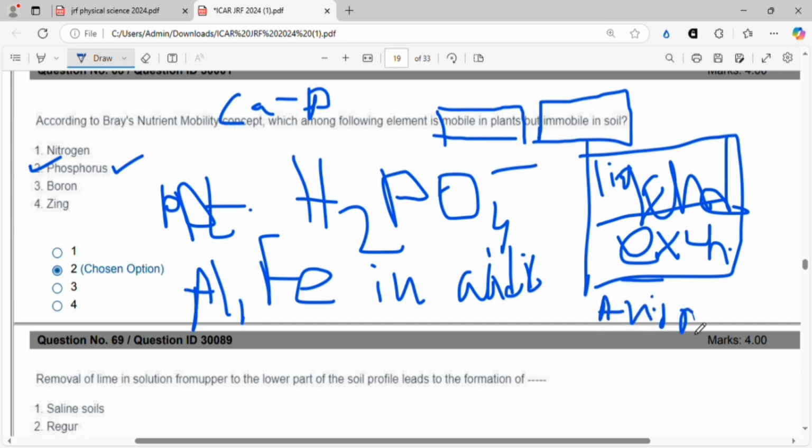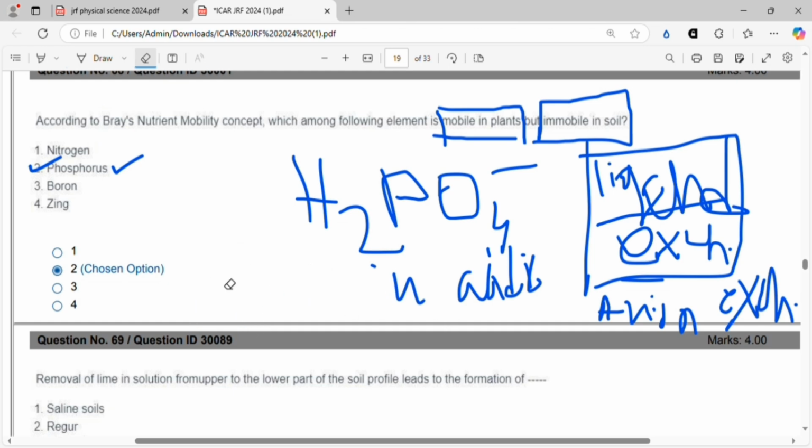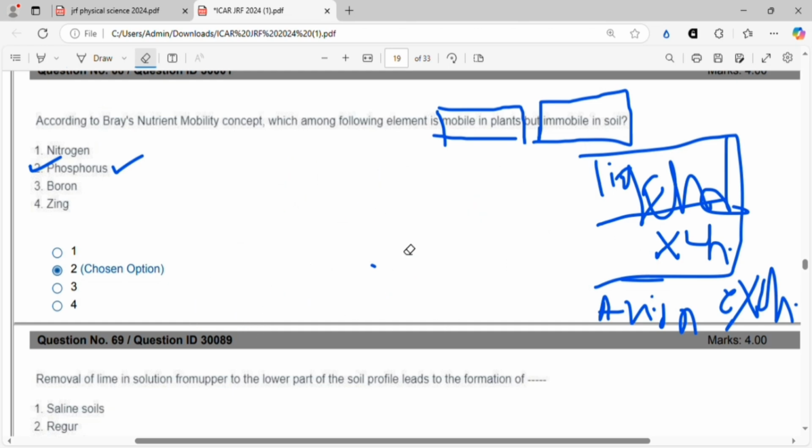Like cation exchange, you know, anion exchange, the mineral having the highest anion exchange capacity is kaolinite because it is having the lowest CEC. And so this is the concept of why phosphorus is immobile in soil, and that is why this is a very important question and a very easy one from the soil fertility, and you should know it, that phosphorus is mobile in plants, completely mobile in plants, but it is immobile in soil.